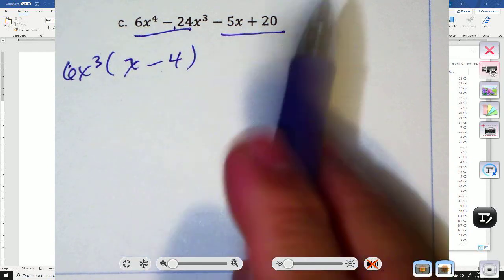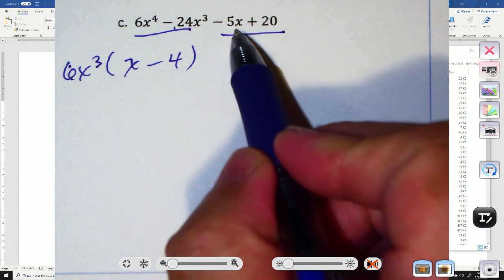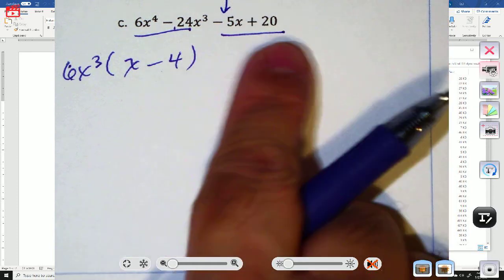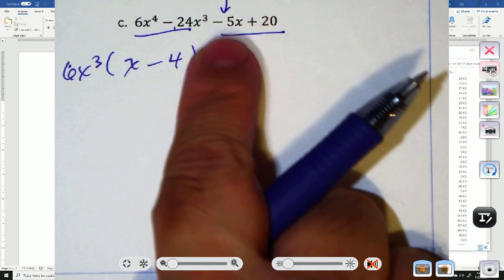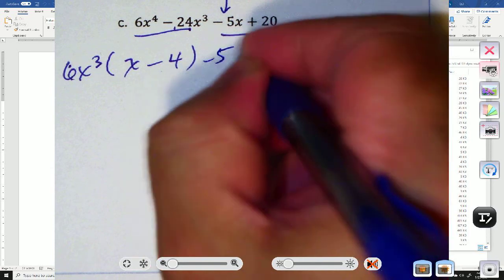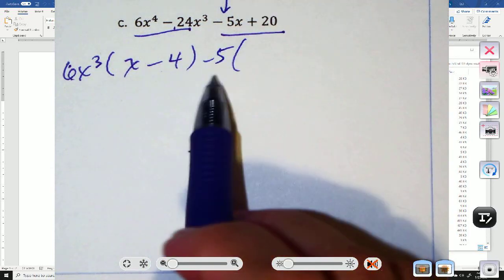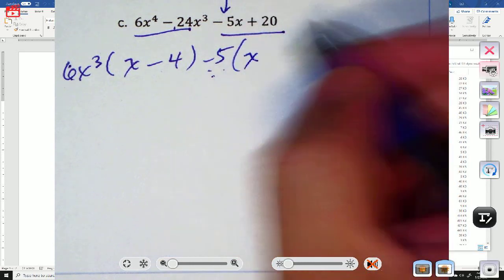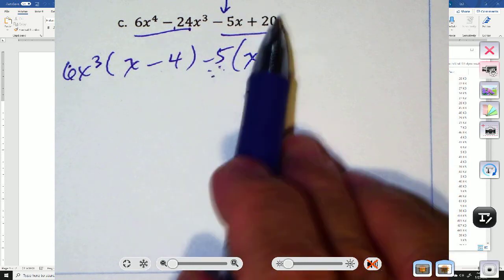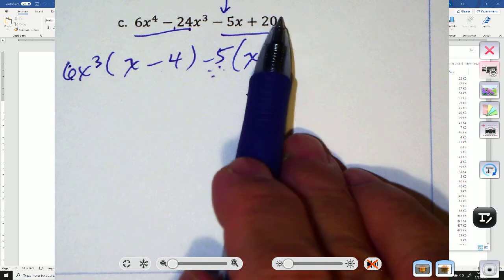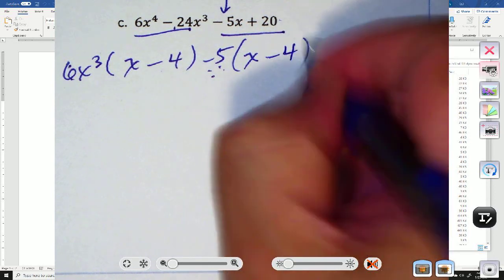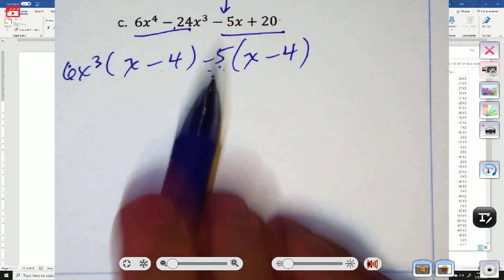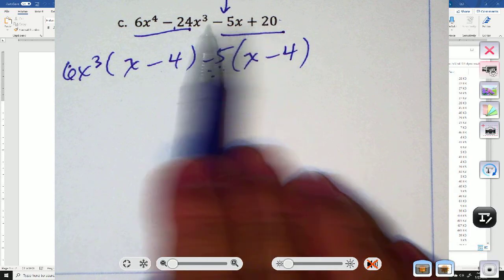So I have a negative 5x. So whenever this term is negative, it doesn't matter if both of them are negative. If that term is negative, you must take out a negative. So that's going to be negative 5 times x. Now, if I take a negative 5 out of positive 20, so it's like positive 20 divided by negative 5, makes negative 4. So that's important here. Whenever that term is negative, you got to take out a negative number. Doesn't matter if both of them are negative or not. If that one's negative, take out the negative.